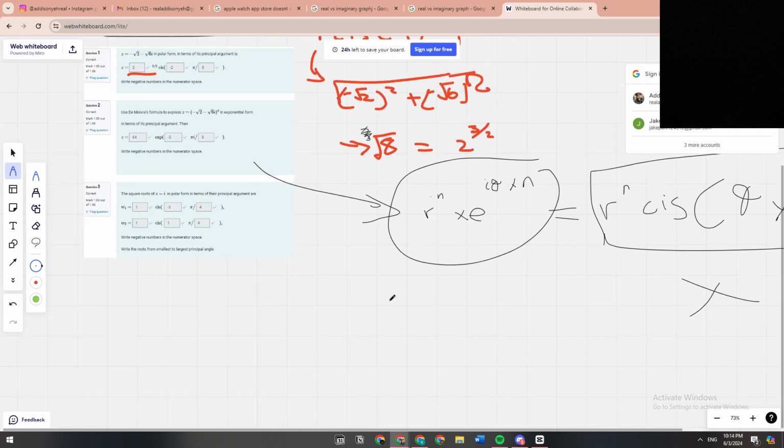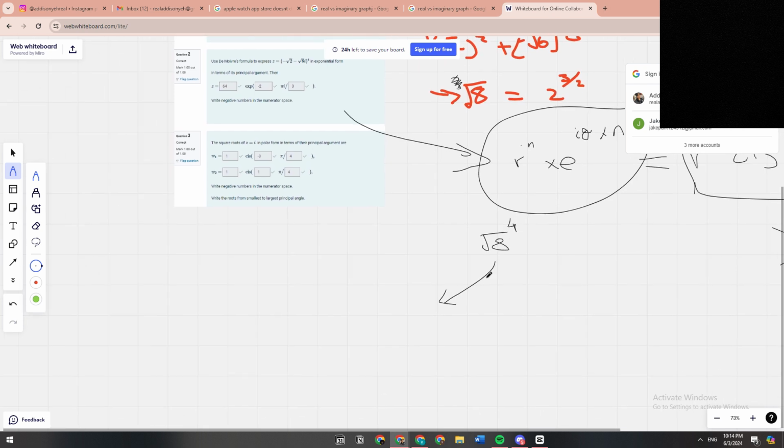So we know R is equal to root 8 from above. Root 8 to the power of 4. I was struggling with this one for a second. Root 8 to the 4: root 8 squared is 8, and then you square it again, so then it becomes 64.